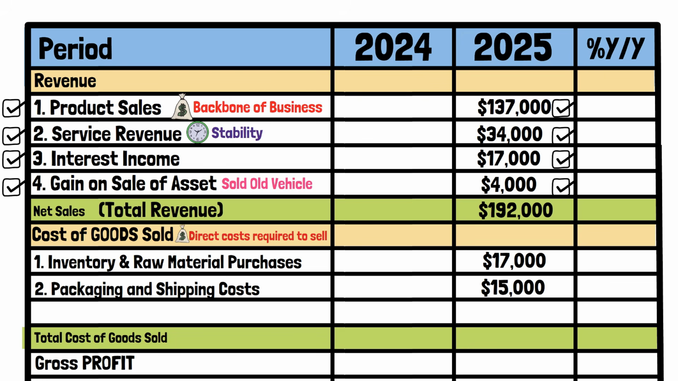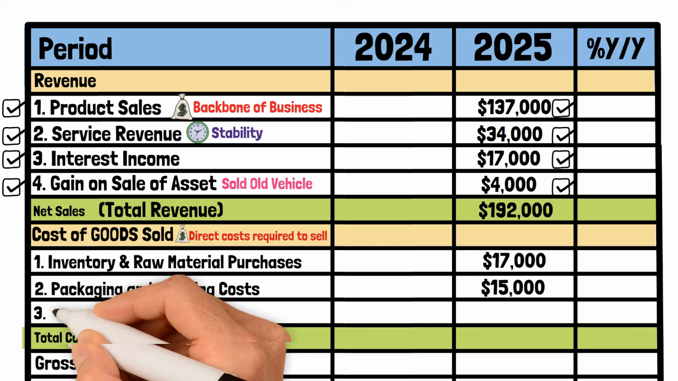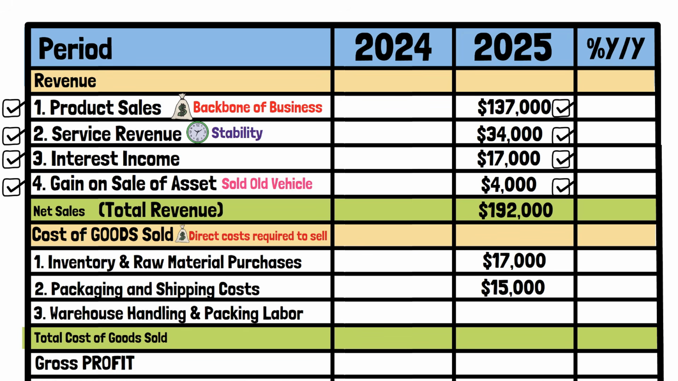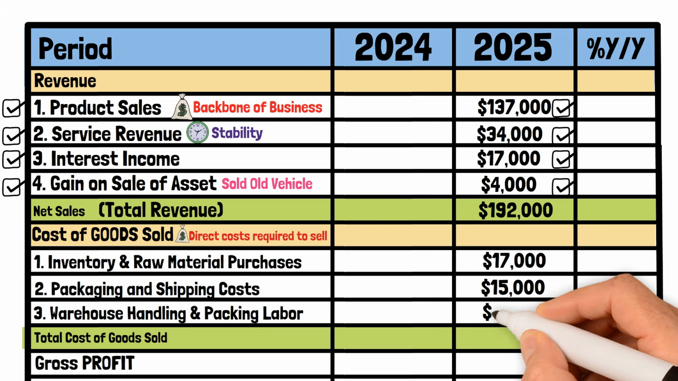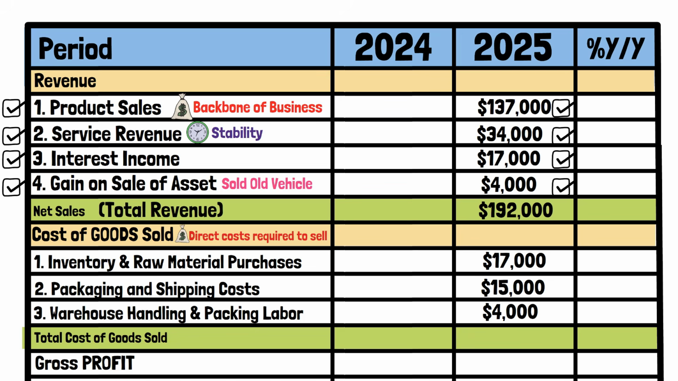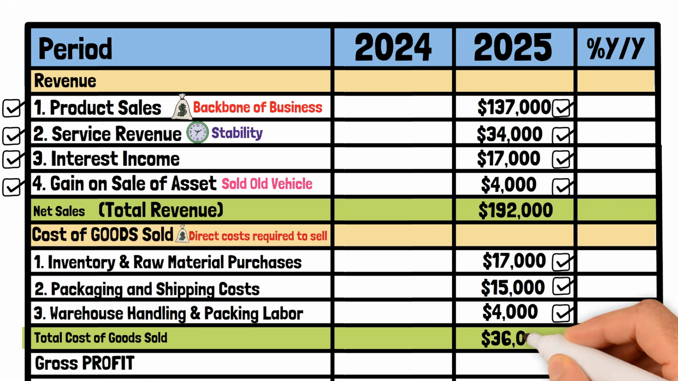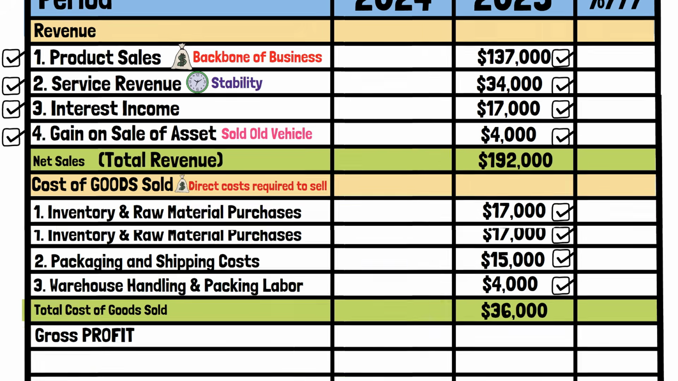Packaging and shipping rise as sales volume increases, making them a variable cost. The third direct cost is warehouse handling and packing labor. Temporary workers were hired to manage inventory movement, packing, and dispatching orders, and this cost amounted to $4,000 for the year. When inventory purchases of $17,000, packaging and shipping costs of $15,000, and warehouse labor costs of $4,000 are combined, total cost of goods sold equals $36,000.